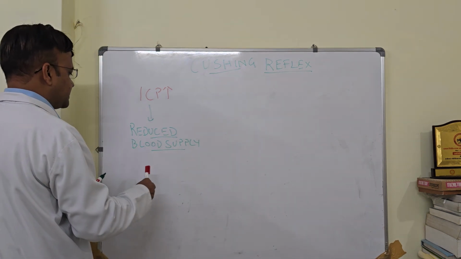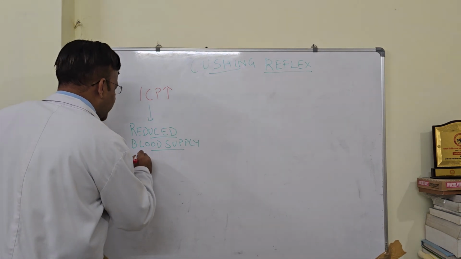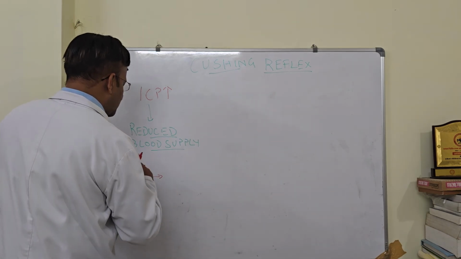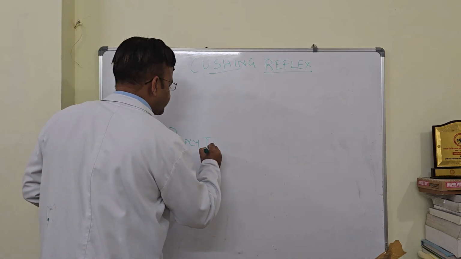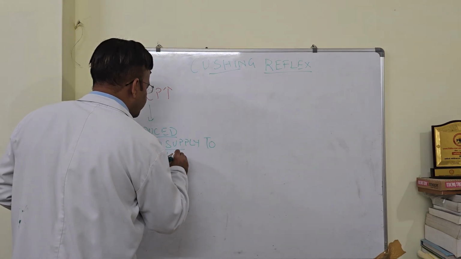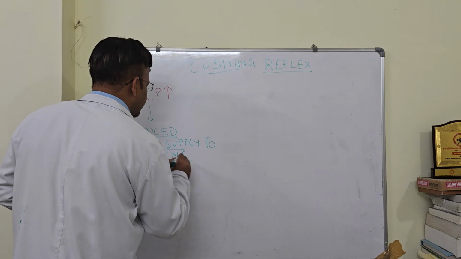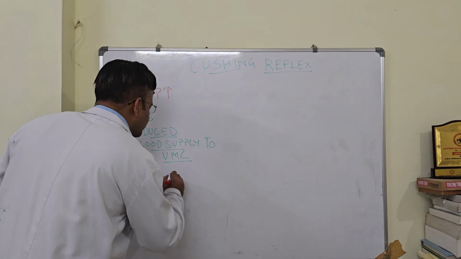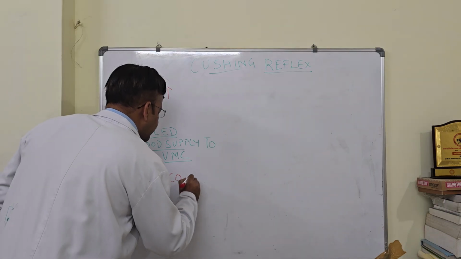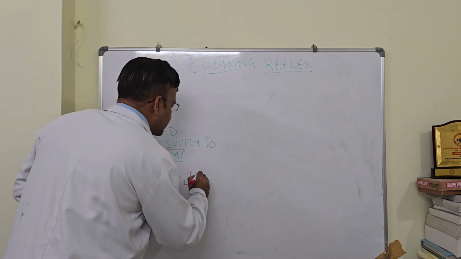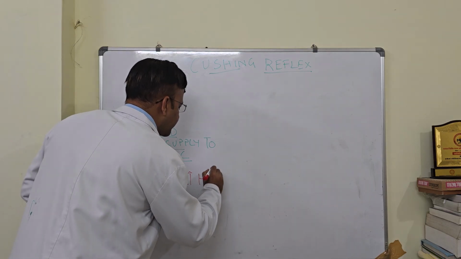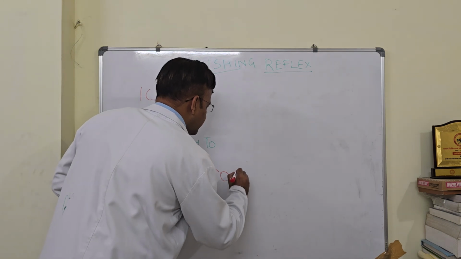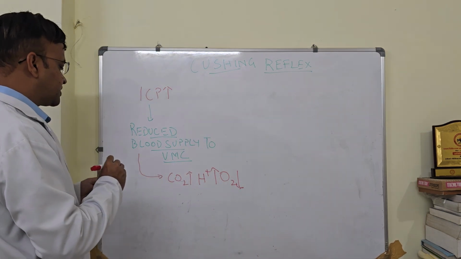Reduced blood supply means what is going to get accumulated over here? Reduced blood supply to vasomotor center. In short form, we are going to write it VMC. So what is going to accumulate inside vasomotor center? The carbon dioxide will get accumulated, right? The H plus ion will increase, right? And apart from that, the oxygen supply will get reduced, right?